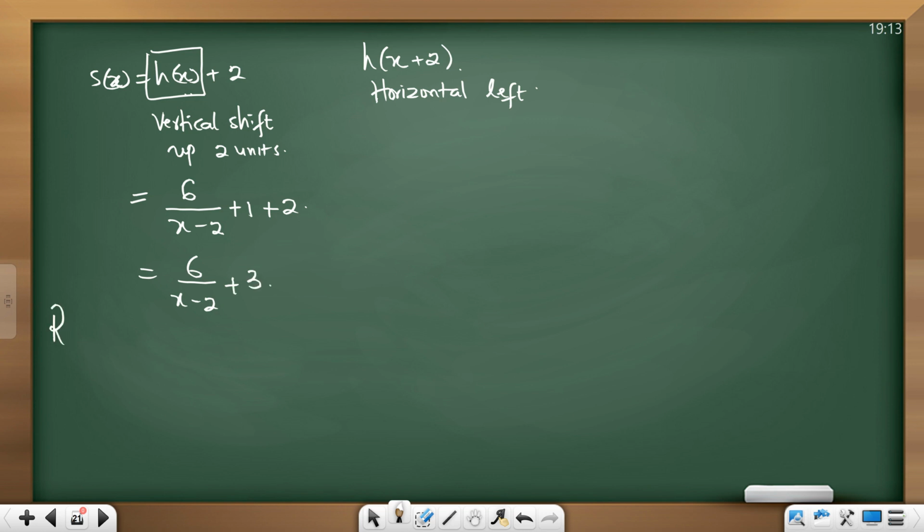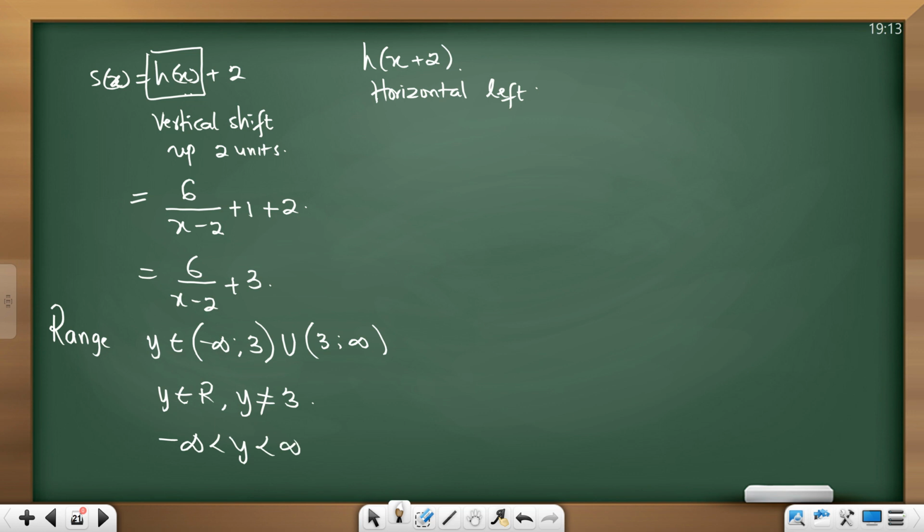What is our range here? Y is an element of negative infinity to 3, 3. Or you can say what? What's your other way of writing? Y is an element of real numbers, but y is not equal to 3. Or you can do this. So we must know how examiners are going to represent all of that. And you must know your shift.